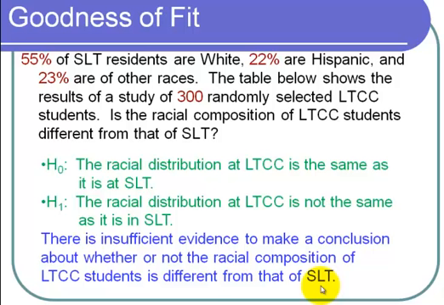So all we say is we have insufficient evidence to make a conclusion about whether or not the racial composition of LTCC students is different from that of South Lake Tahoe. The distributions might be the same. The distributions might be different. We really don't know. So let's look at another example.